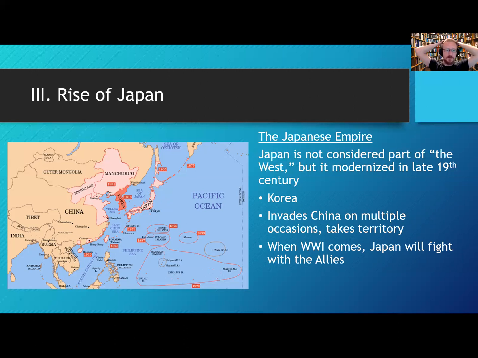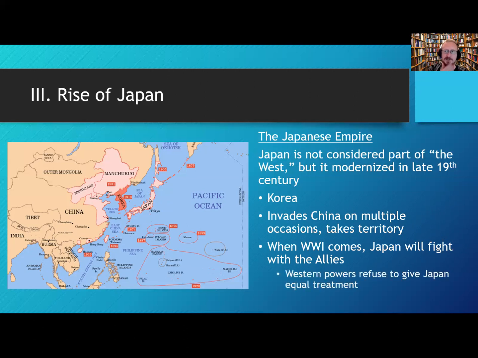So much so that when World War I happens, Japan joins the Allies in fighting against the Germans. And the reason for this is Germany held some territories in China, some ports and stuff that Japan wanted. The port of Kiaochao was one. And so Japan allies itself with the British, the French, the Americans to fight the Central Powers.